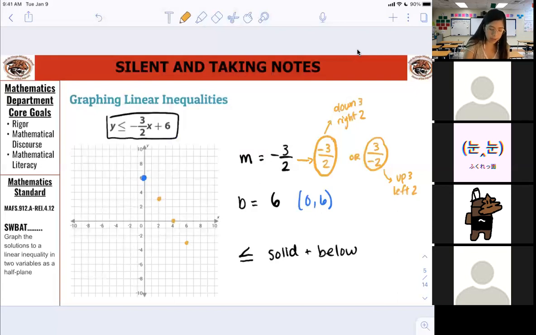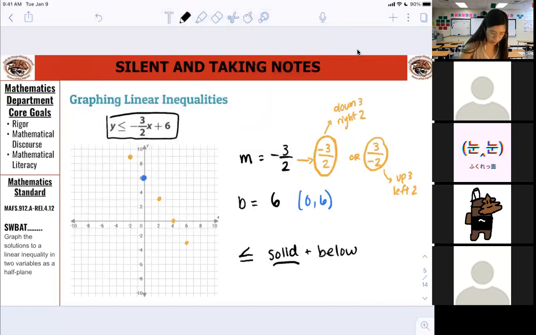If I go back to the y-intercept and I go up 3 and left 2, that still gives me a point that's still part of that same line. Okay, so that's why you could do either one. Either one works. And now I have a solid line, so I can just connect my dots as usual.